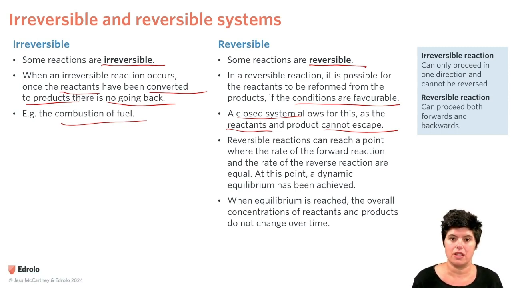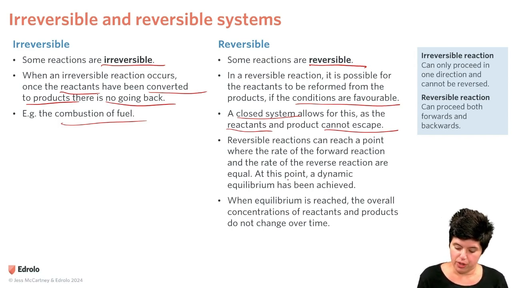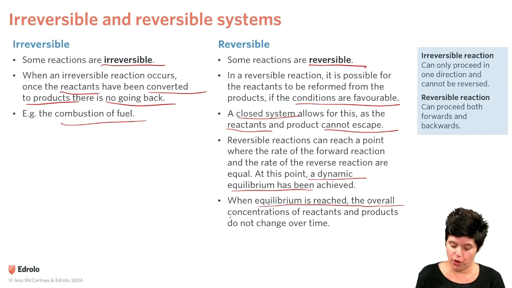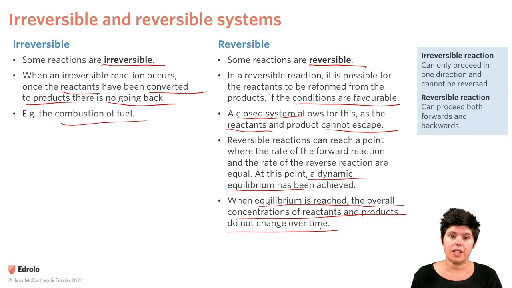As soon as the rate of the forward and the reverse reaction is equal, we have reached what's known as dynamic equilibrium. It's like that man on the escalator that we saw at the start: he's continuously moving, but you can't see anything happening. The rate of the forward and the reverse reaction is like a balance beam, coming up and down, up and down, not really moving anywhere. When equilibrium has been reached, the overall concentration of the reactants and products does not change over time. Once equilibrium is reached, unless you change the system in some way, that will stay as is.